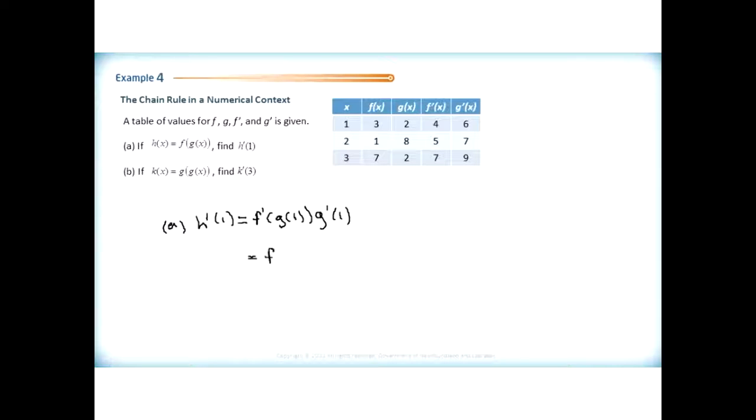So the first thing I want to know from my table is what is g of 1. So I'm looking up here and I see that it's 2. And then I want to know what's g prime of 1, and I can see that that is 6. So to finish this, I need to find f prime at 2, which I can see now will be a 5. So f prime of 2 is 5, and still multiplied by 6. So the answer for the first one here will be 30.